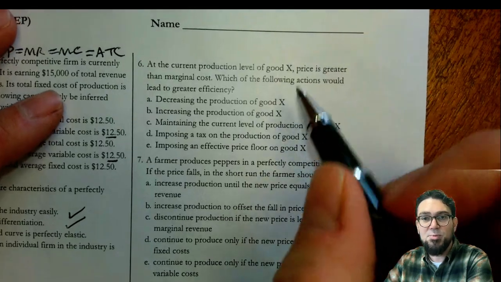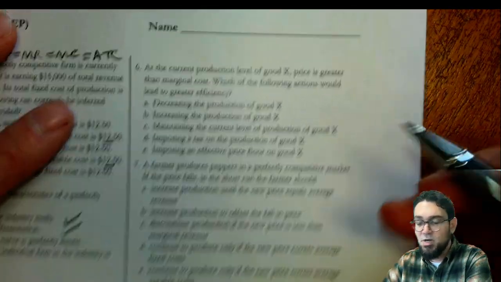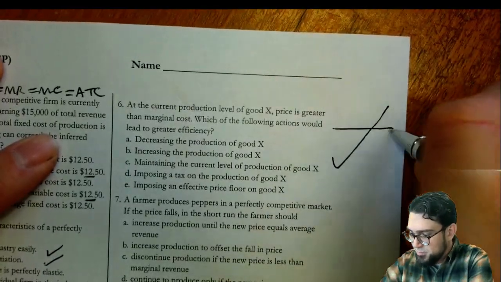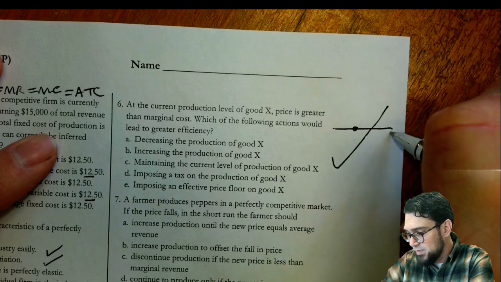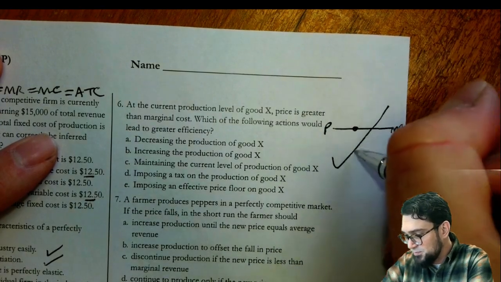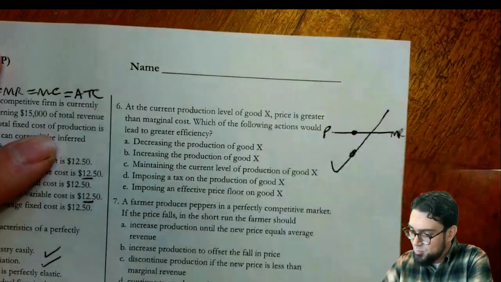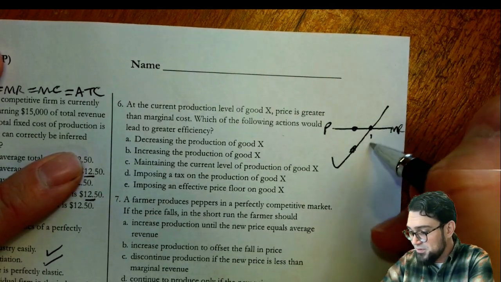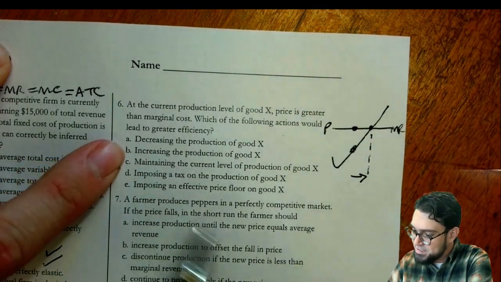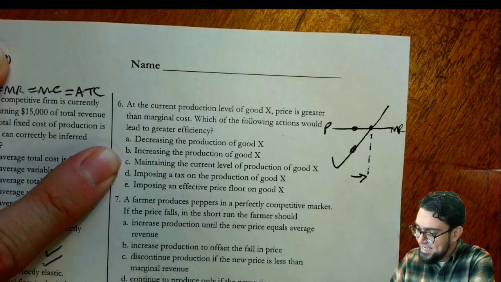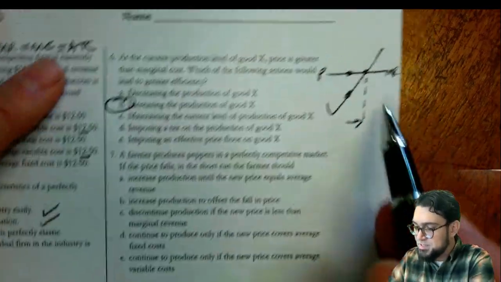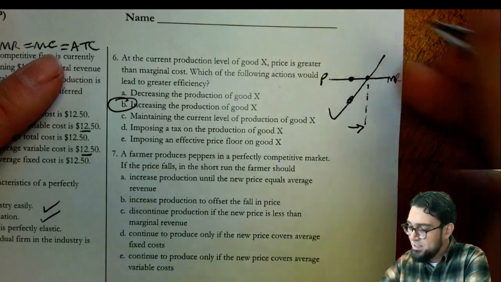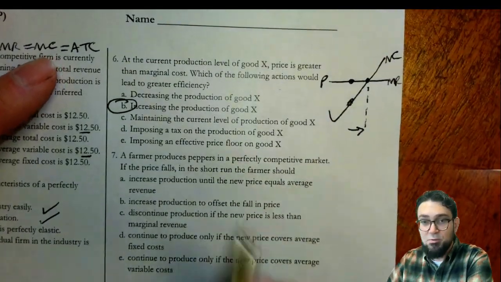Number 6, at the current level of production of X, price is greater than marginal cost. And so once again, we've got here the price, right? Marginal revenue is the price for this firm, and it is greater than marginal cost. What would lead to greater efficiency? Well, producing more units, increasing the production of good X. That's because we know that we're not producing where marginal cost and marginal revenue equal each other.